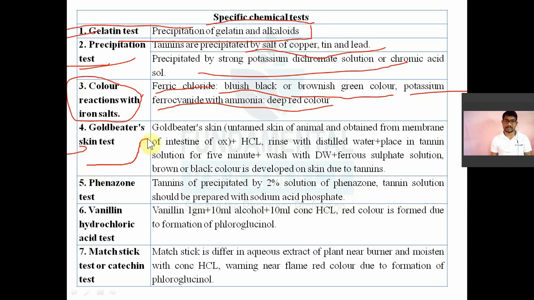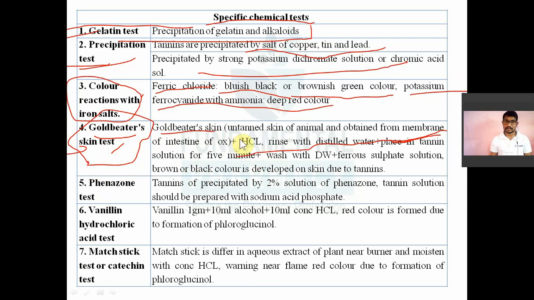This is a very specific test for identifying tannins: the goldbeater's skin test. Here goldbeater's skin is an untanned skin from an animal. It is known as goldbeater's skin. Why it is called goldbeater's skin, leave that aside. Goldbeater's skin means animal skin, untanned animal skin.